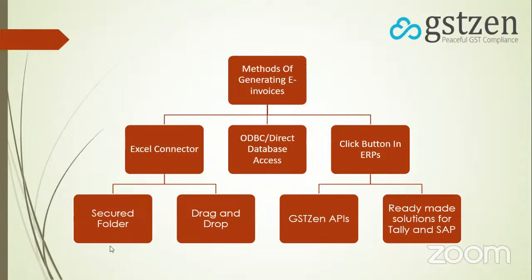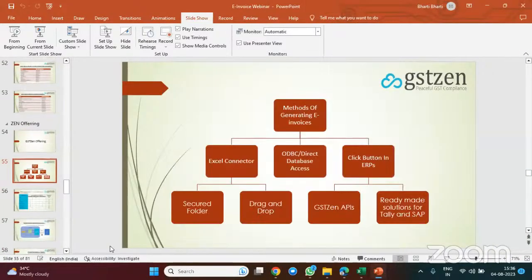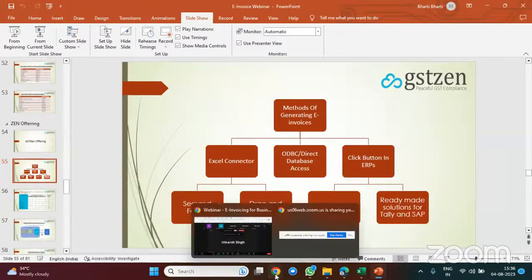We also provide APIs which are helpful to software developers. Using the APIs, the developers can link their own software through GST Zen to the e-invoice portal. So they can directly link their ERP for generation of e-invoice. They'll be able to give the command from their own ERP and get the response back. So now my colleague will show you the demo of the software.